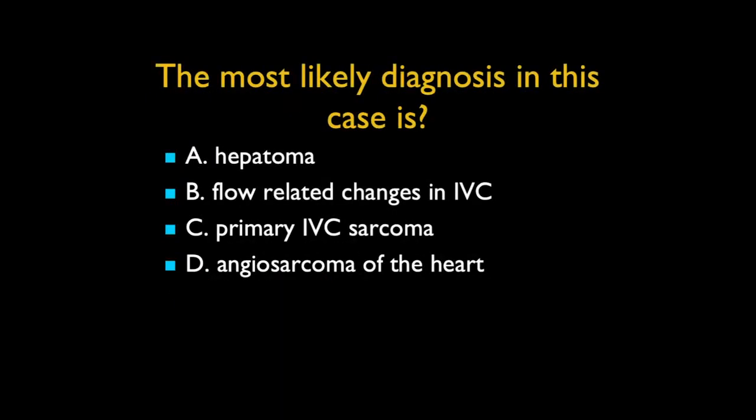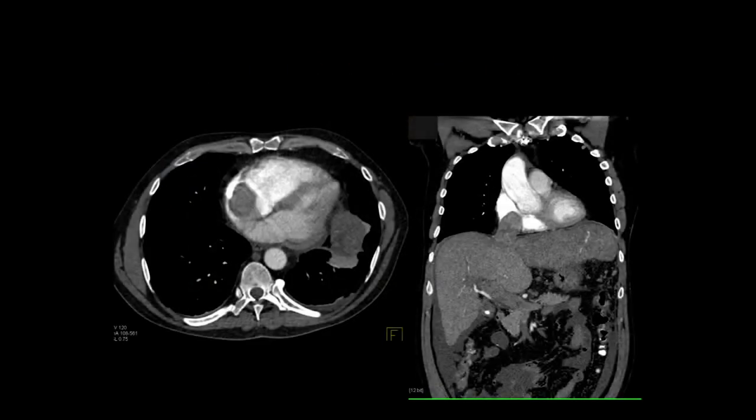In this case, I'm asking what's the most likely diagnosis. On the axial images, you see a mass in the patient's right atrium, and when you look at the coronal, you can see it's coming from below the diaphragm. Now, this is not flow-related changes. You can get primary IVC sarcomas, but they're usually lower, they're more vascular, and they're more mass-like. This looks like it's something that's coming from the liver.